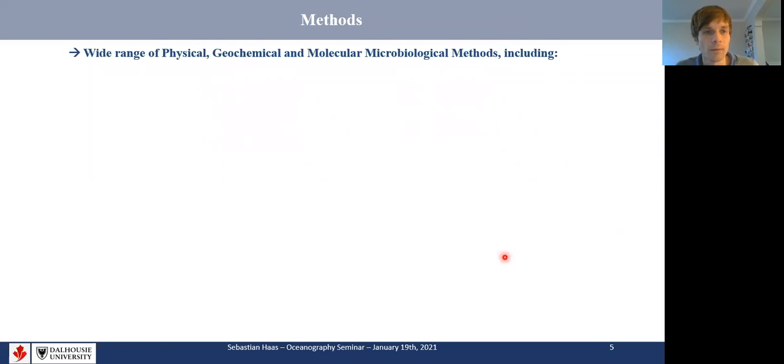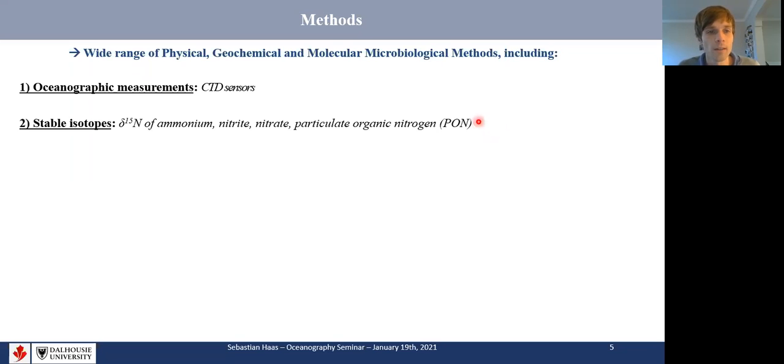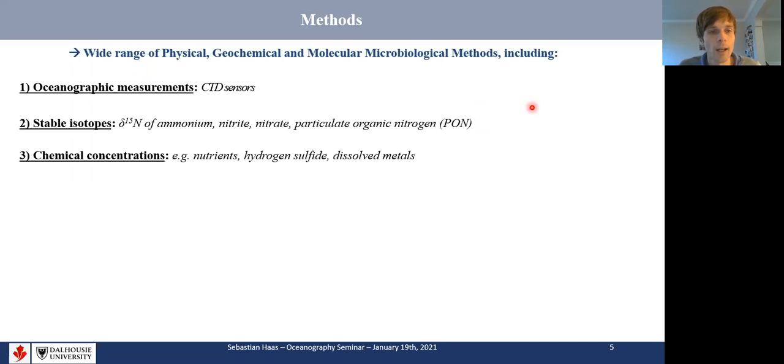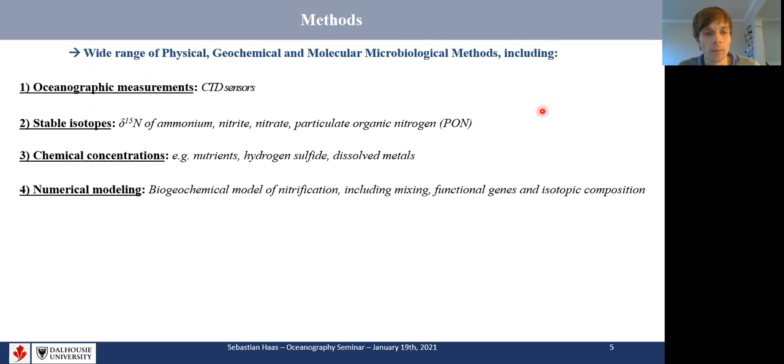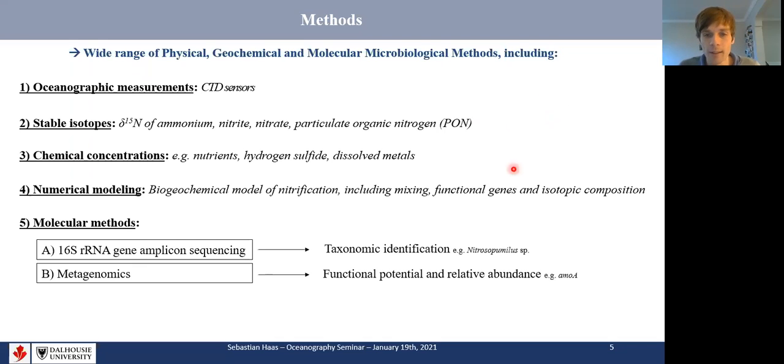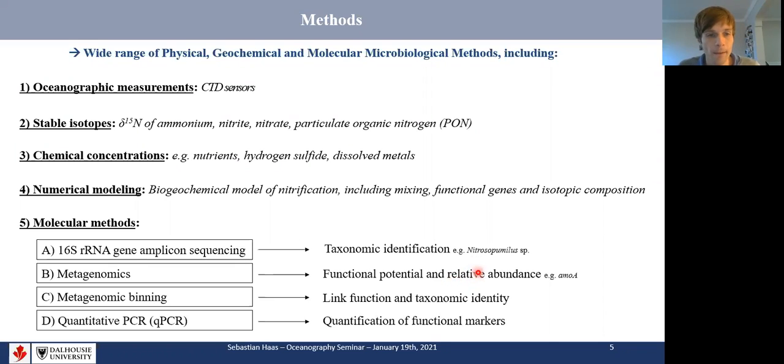In my research, I use a very wide range of oceanographic methods that I won't introduce in detail, but I want to encourage you to ask about them if you're interested in any specific methods that I showed results of during this talk. I just list here the range that goes from oceanographic measurements to stable isotope measurements, chemical concentration measurements, numerical modeling, and a bunch of molecular methods to identify the taxonomy and functional potential of the microbial communities in the environment.